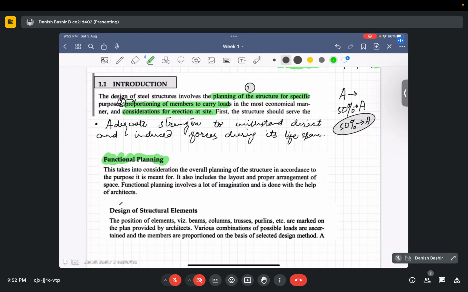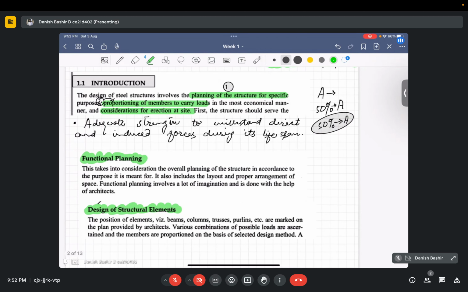design of the structural elements. For designing structural elements like beams, columns, trusses, purlins, etc., on the plan provided by the architect, we have to consider the different design considerations.